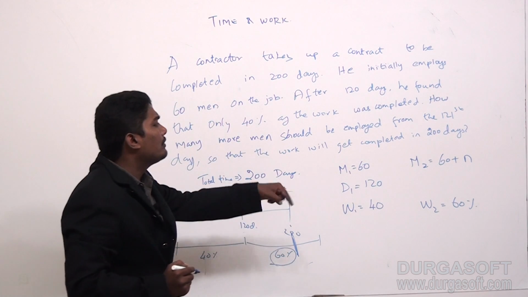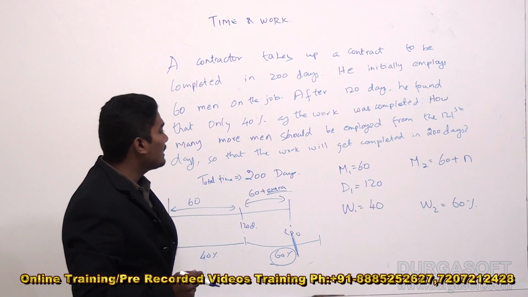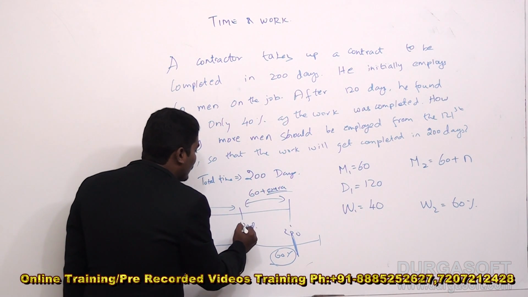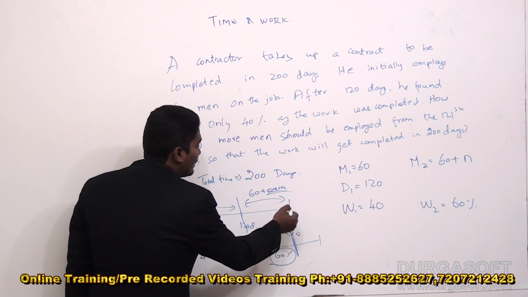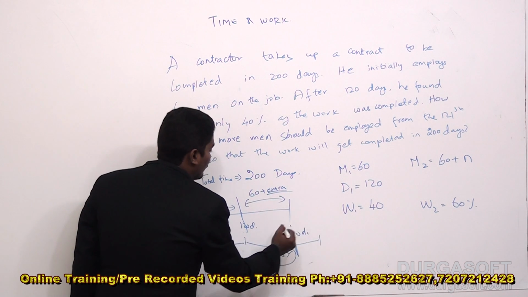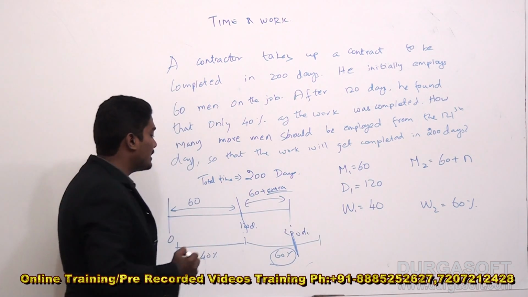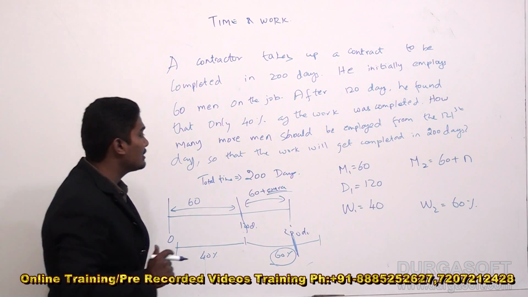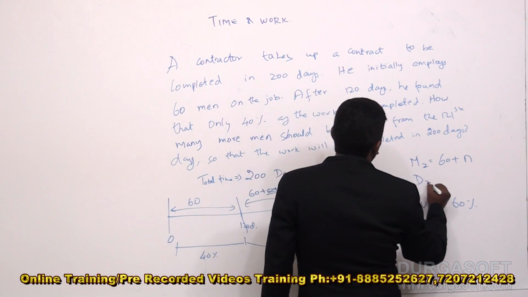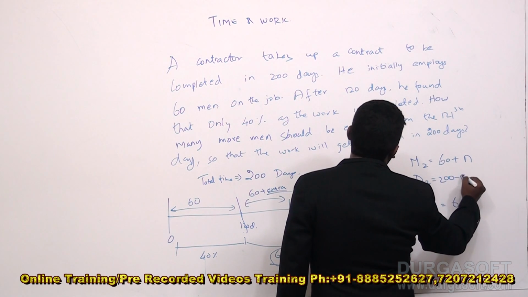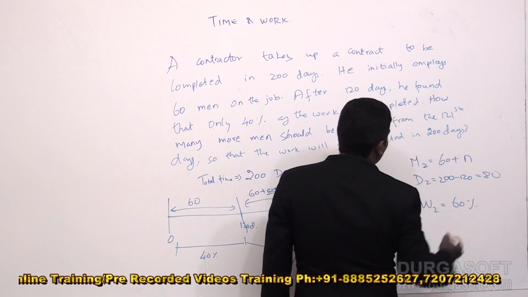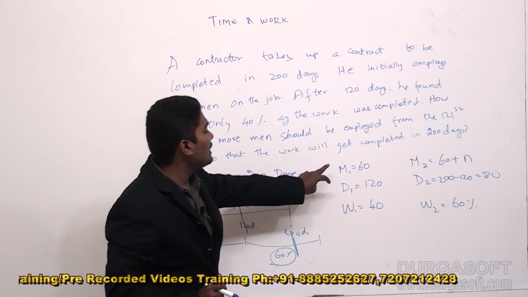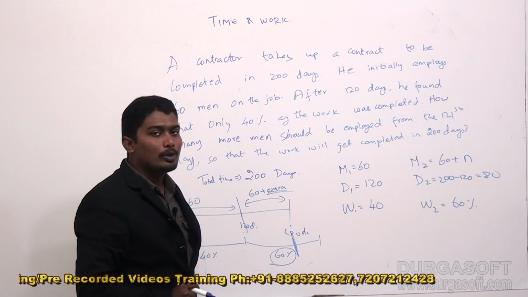Now, if 60 plus N people can complete 60% of the work, in how many days will they need to complete? So in 120 days, 40% is done. In 200 days, the remaining 60% is done. So from 120 to 200, there are 80 days in between. So D2 will be equal to 200 minus 120, which is 80. Now I can say that M1, D1, W1 will be same as M2, D2, W2.